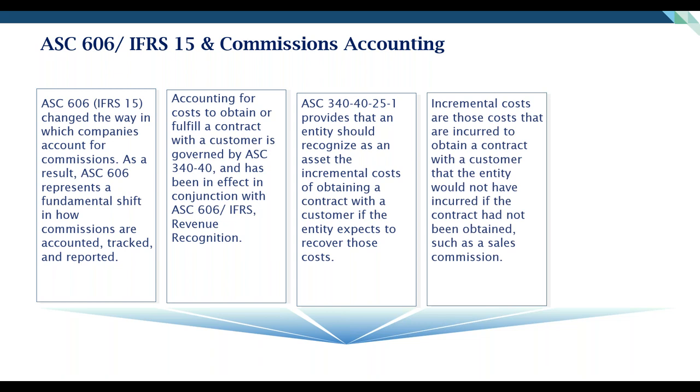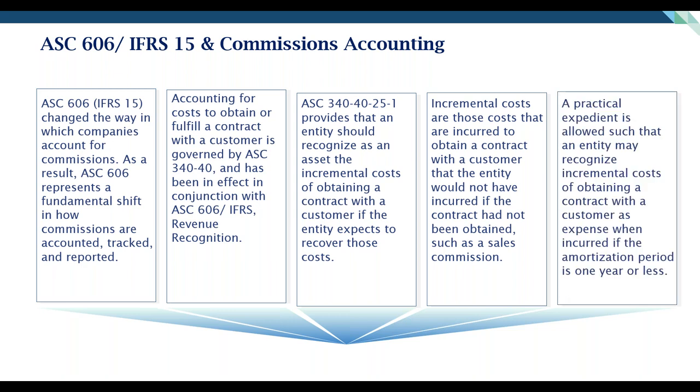Just to finish up, an incremental cost is something that would only have happened if you have that contract. If I work in marketing and we won a contract, there's a good chance my marketing or sales costs would have been incurred anyway. But because of this contract, I now have to pay somebody a commission. That's a direct incremental cost. And as an FYI, there is a practical expedient. Many companies have taken that expedient, which means that if you have a commission expense with an amortization period of less than 1 year, you're allowed to continue expensing it over that time frame.